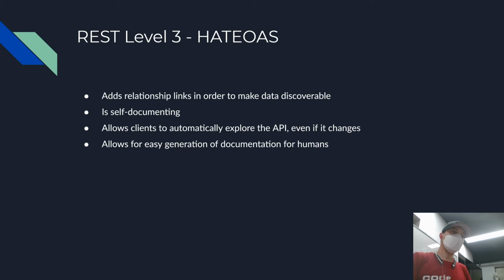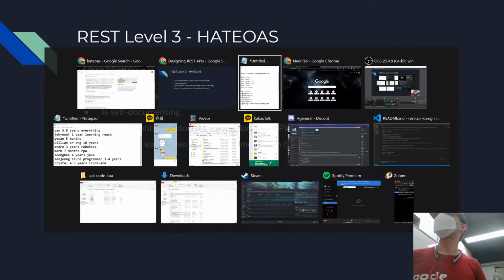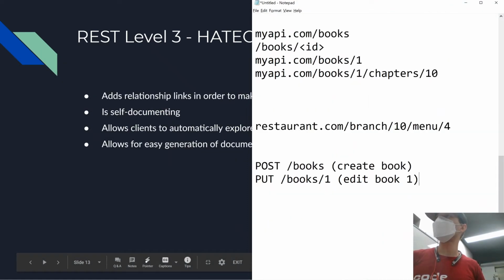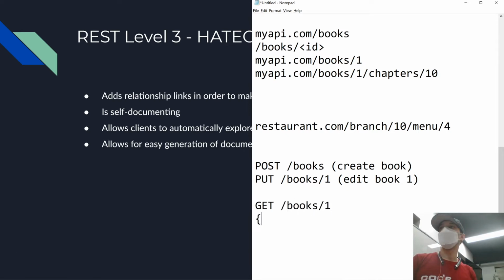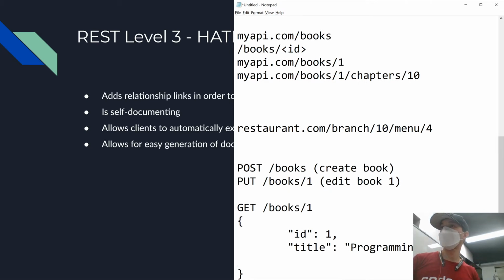But basically, what this translates to is in the JSON data that you create. Let's say I do a GET books/1, and the data this returns is like ID 1, title "Programming is cool", something like this. That's cool. We have information about our book.